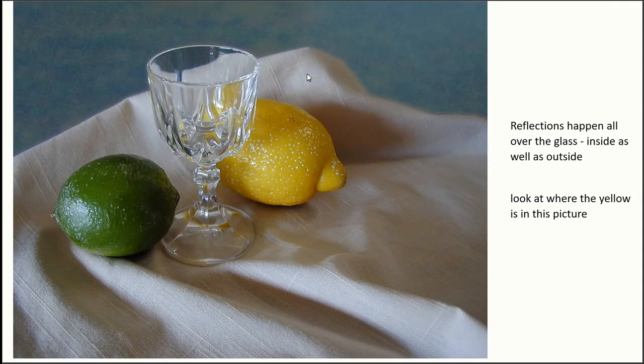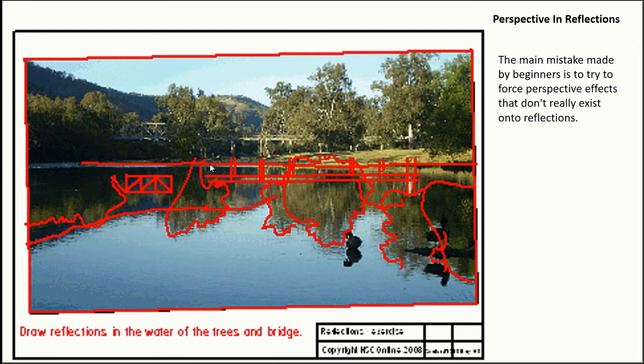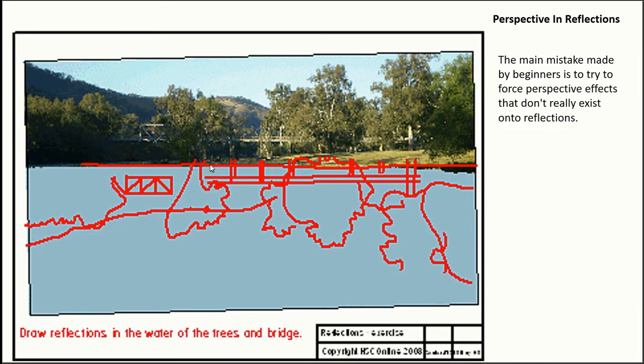So reflections happen all over the glass, inside as well as outside. So let's just look at where yellow is in the glass itself. Yellow, yellow, yellow, and you see it all, even on this side. You just see it all over the place. So be aware that you have to really look at what's there. And then remember your perspective and reflections.